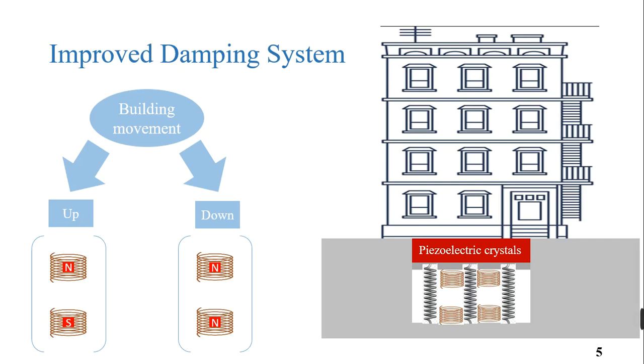Conversely, if the building drops below the level of the ground, we pass the current in the solenoids in which they behave like similar poles, north-north or south-south. They will repel each other. So the solenoids and the springs will raise up the building. In this way, we can dampen the vibration gradually depending on the energy of the earthquake.